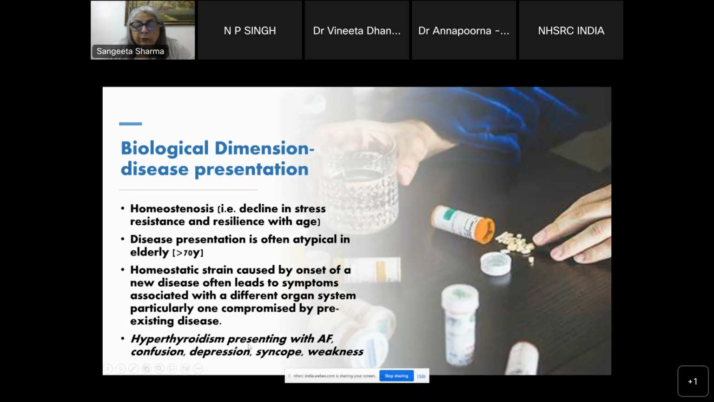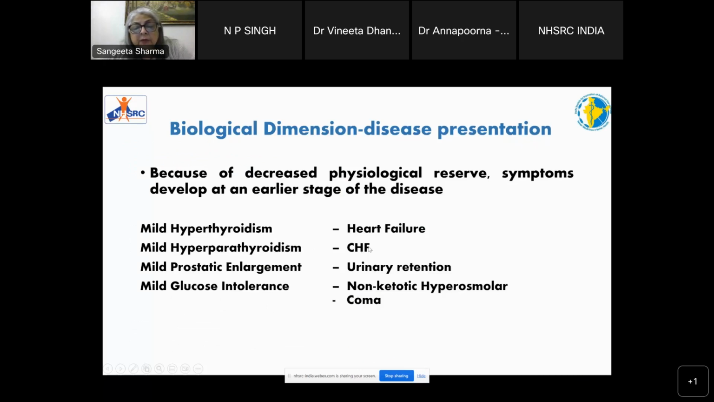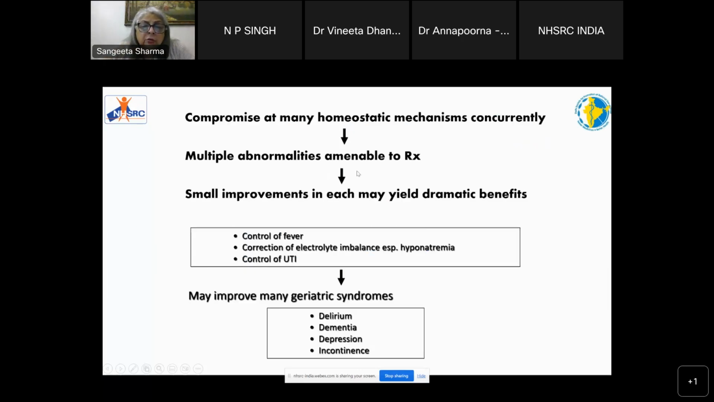For example, hyperthyroidism may present with atrial fibrillation, confusion, depression, syncope, like that. There are several. Mild hyperparathyroidism may present as heart failure. Mild prostatic enlargement may present as urinary retention. A mild glucose intolerance, and the patient may go into coma. This is all because of the decline in the physiological reserve, and they develop symptoms at an earlier stage of the disease. So even in fever in the elderly, small improvements may yield dramatic benefits. The moment fever improves, their alertness level changes. Correction of electrolyte imbalance, hyponatremia, and control of UTI show a dramatic effect, and it will improve the delirium, dementia, incontinence, all these things.